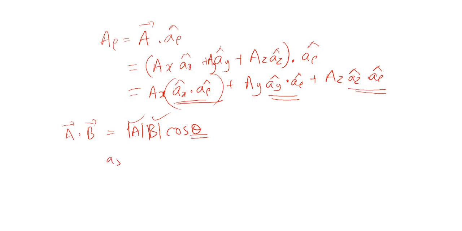Ax dot arrow cap is equal to how much? Cos phi. Now, what is the second one? We have to find the value of ay dot arrow cap. So how to find the value of ay dot arrow cap?